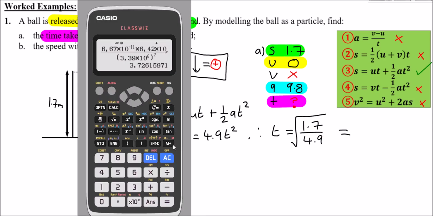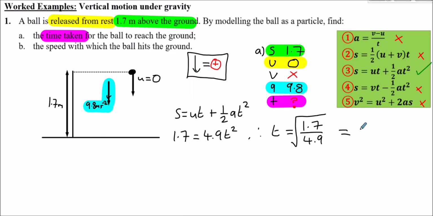So let's just do this on the ClassWiz. So square root of 1.7 divided by 4.9. I'll give this to three significant figures. We get 0.589 seconds.